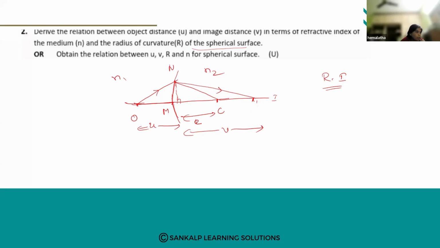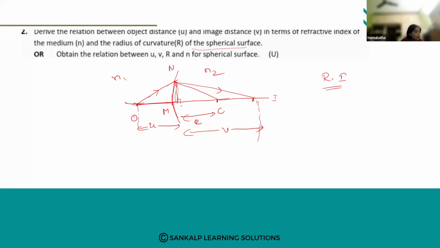Okay. So this is the object distance. That is the image distance. You have written it like this. Next, what do we do now? We have to consider triangle NOM. Let's see which triangle. NOM, this is the image. You have to take a right angle triangle. So NOM is one triangle.